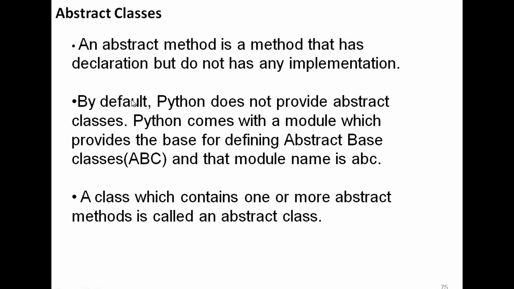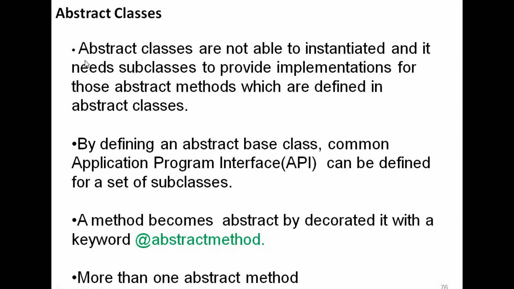But in Python, by default, you do not have any concept known as abstract classes. But if you want to implement abstract classes, we have to use a module known as ABC. From this module, we have to import a class known as ABC, which is known as abstract base class. So a class that contains one or more abstract methods is known as abstract class. Next, abstract classes are not instantiated, so no need of creating objects for this abstract classes.